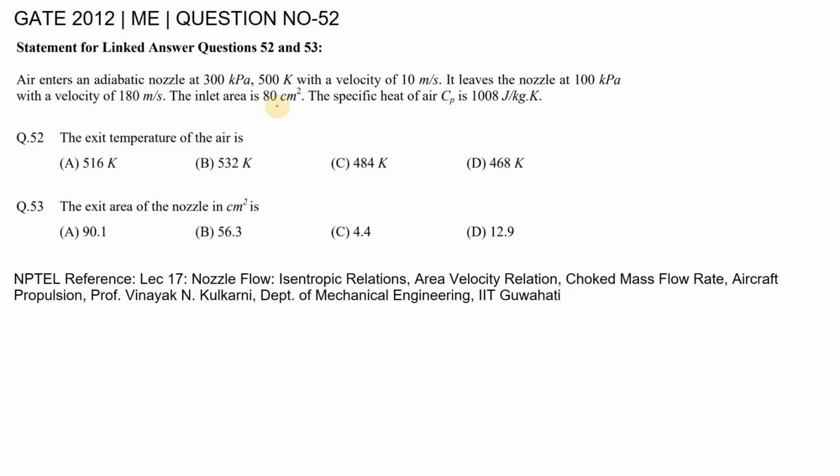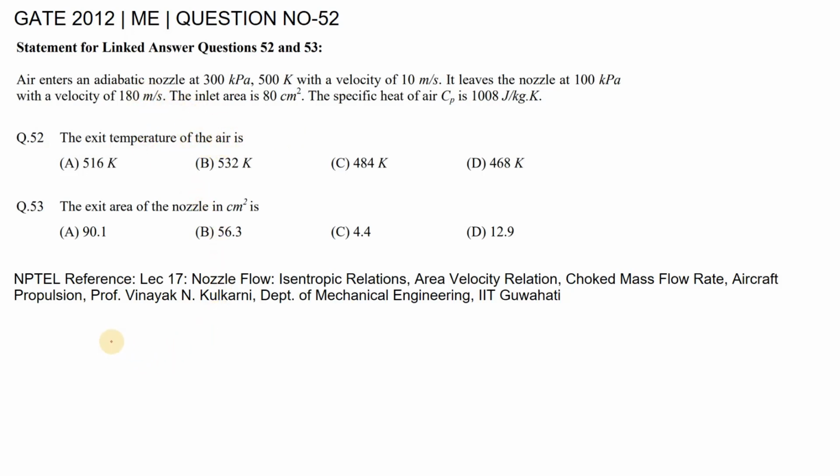The inlet area is 80 centimeter square. The specific heat of air, that is Cp, is 1008 joule per kilogram Kelvin. Now question number 52 reads, the exit temperature of the air is, so we need to find the exit temperature of the air from the nozzle.